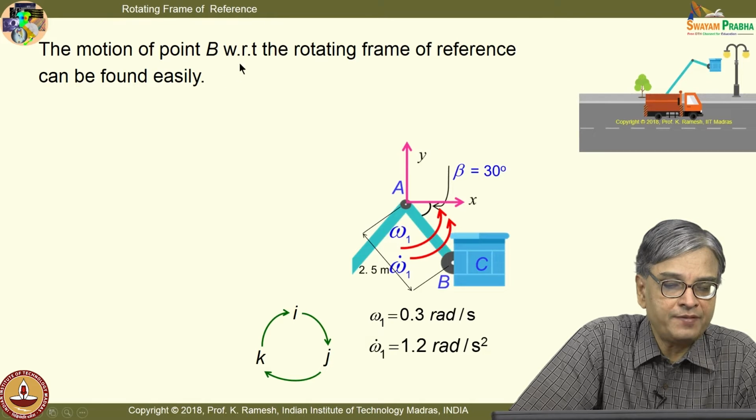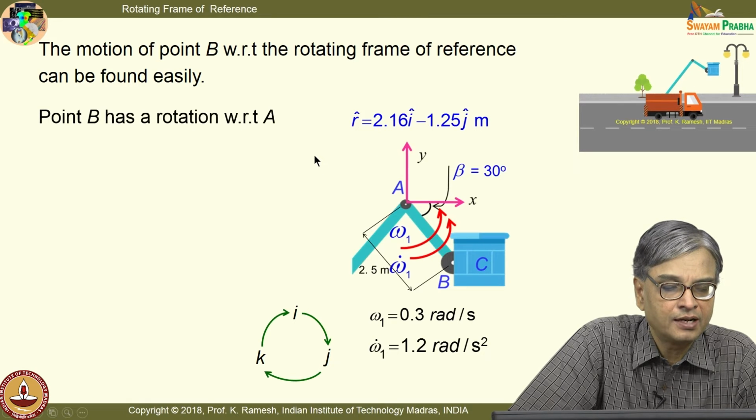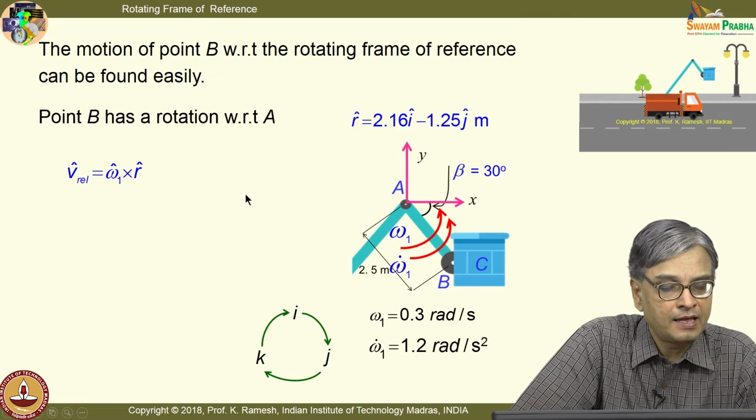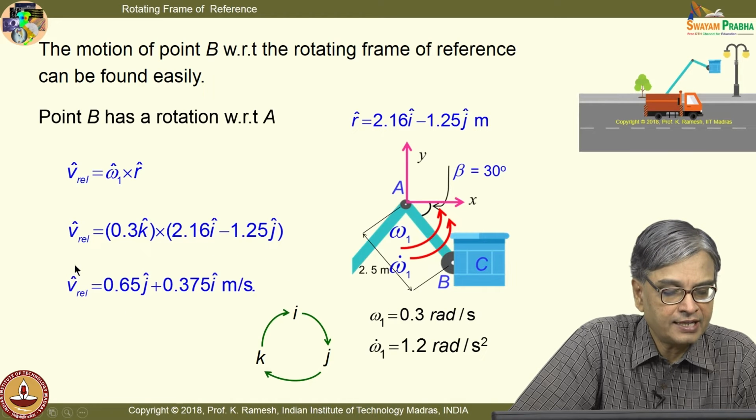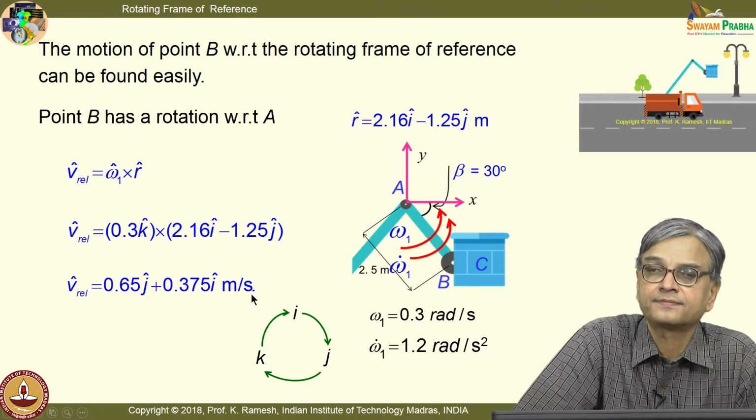The motion of point B with respect to the rotating frame of reference can be found easily. That is the basis why you select the rotating frame of reference at this point. And from the problem statement, it has a rotation with respect to A. So, I have this as omega 1 cross r, fairly straightforward, and you are given omega 1, that is 0.3 k into the position vector. So, when I do this, I get the velocity with respect to the rotating frame of reference as 0.65 j plus 0.375 i meters per second.